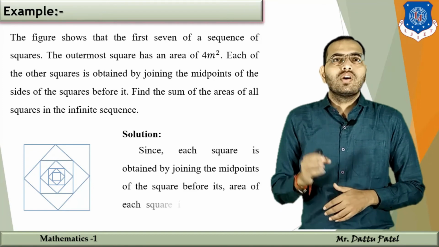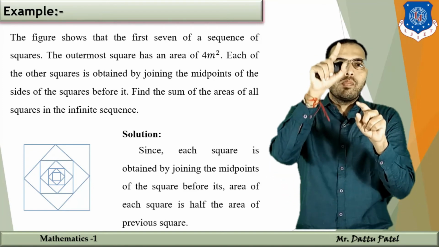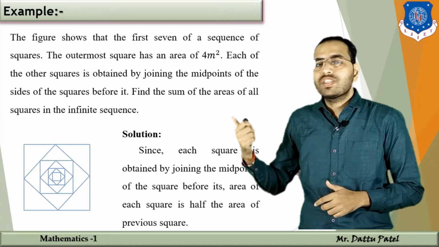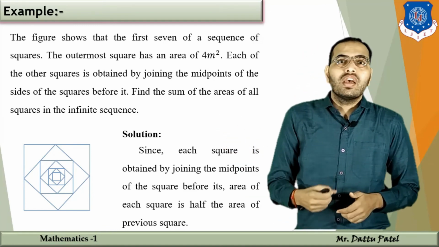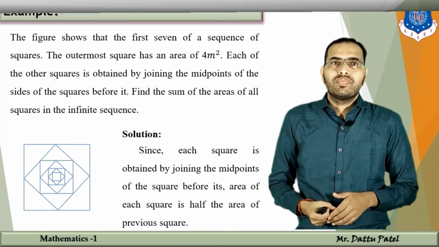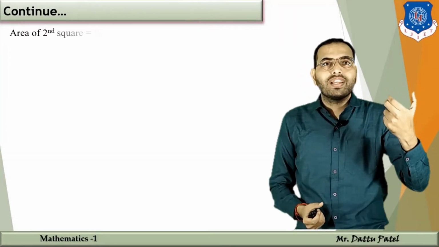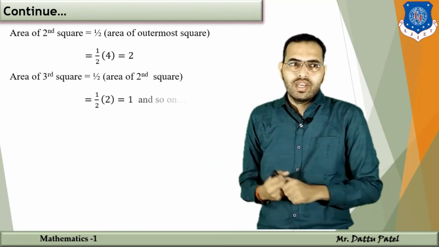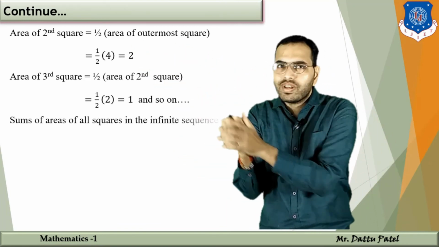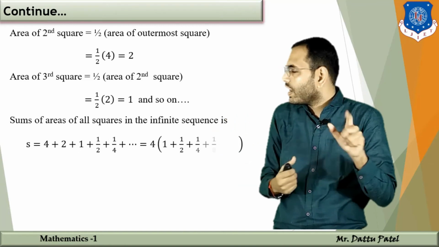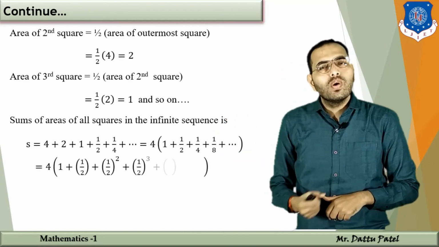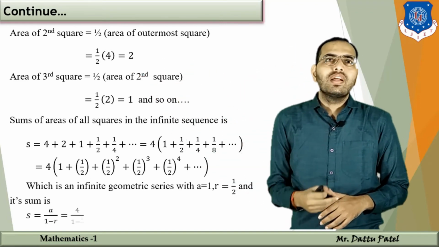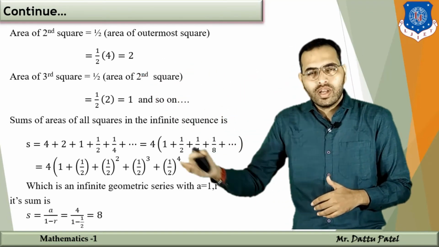Each square is obtained by joining the midpoints of the previous square. So the area of each square is half of the area of the previous square. The area of the second square is half of the area of the outermost square. The outermost square has an area of 4 meters square, so the second square has area 1/2 into 4, which is 2. Similarly, the area of the third square is half of the area of the second square, 1/2 into 2, equal to 1.